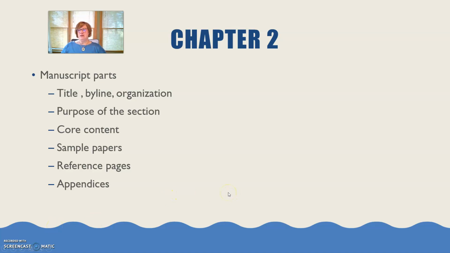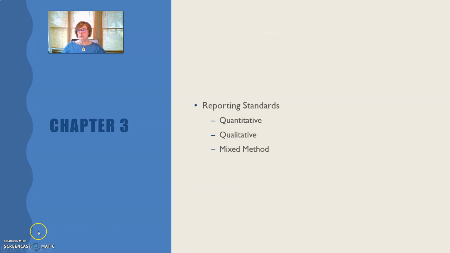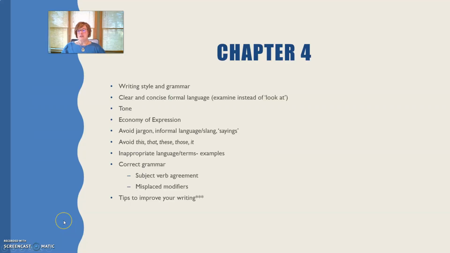In chapter 2, it breaks down the different parts of the manuscripts and how the manuscripts are structured. And then in chapter 3, it goes into the nitty-gritty of quantitative, qualitative, and mixed method research and those reporting standards. Chapter 4 goes into writing style, and this is an area that I suggest you browse through and take a look at, especially when examining clear and concise writing.